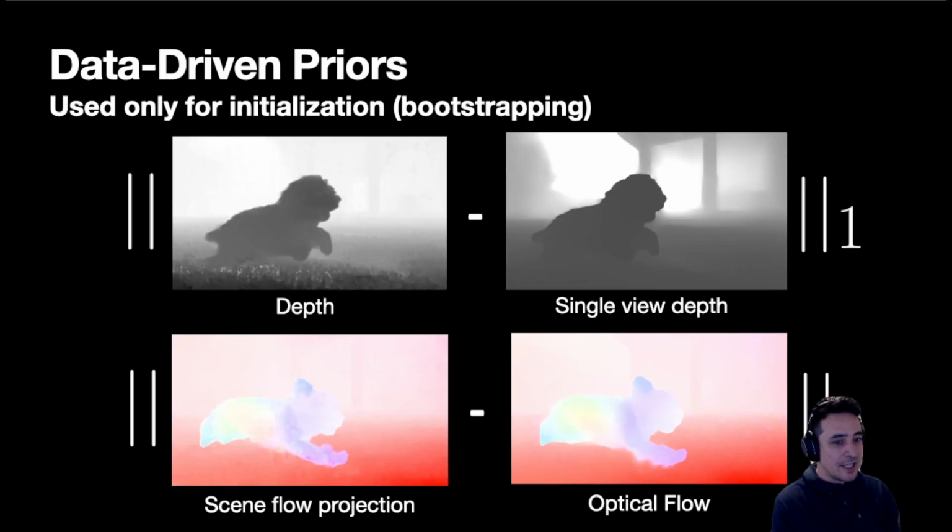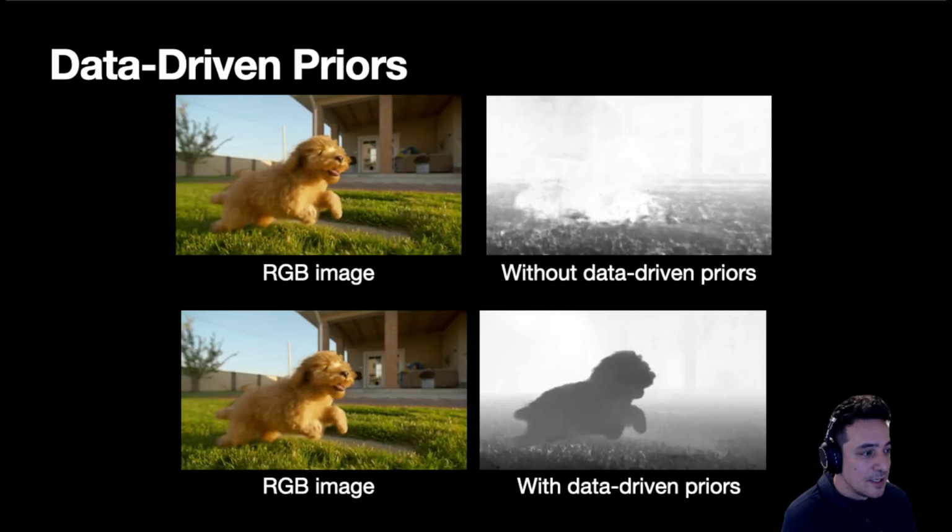We're going to introduce a couple of data-driven priors. Specifically, we have two main priors that we use only for bootstrapping, for initialization, because these priors themselves have errors. But it's nice to just get you in the neighborhood of the correct solution, and then you let the optimization go. The priors we use are a single view depth prior, which gives a relative depth of objects in the scene, and then we constrain that the projected scene flow should look like the optical flow. These two things together help put you in a nice location to start your optimization, which puts you into a good minimum.